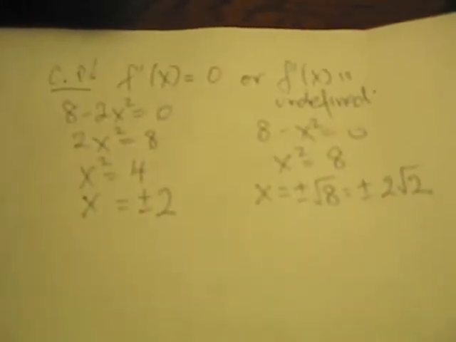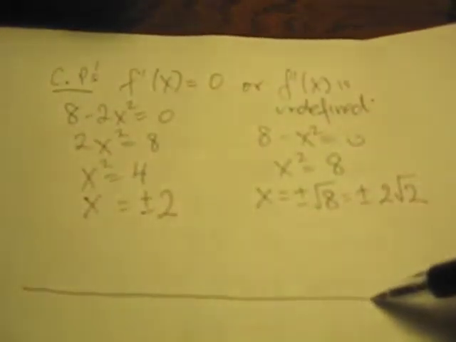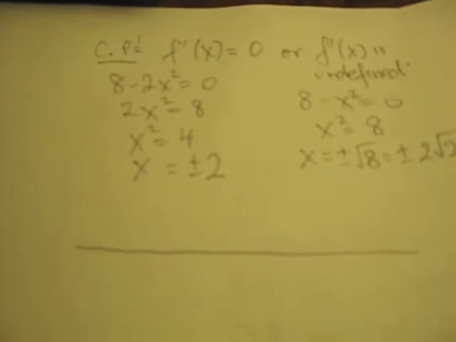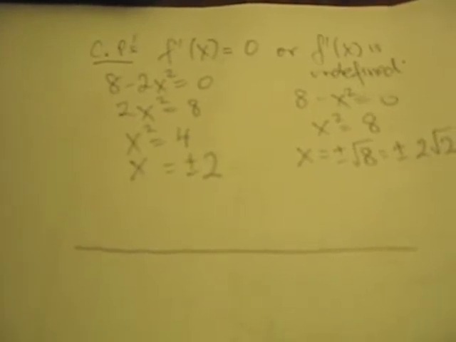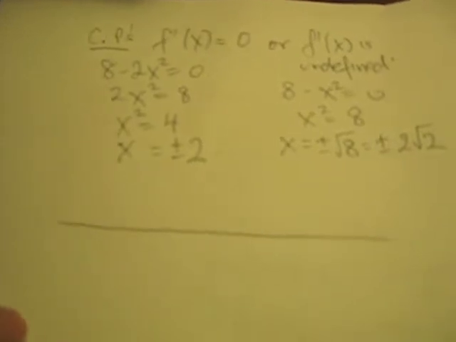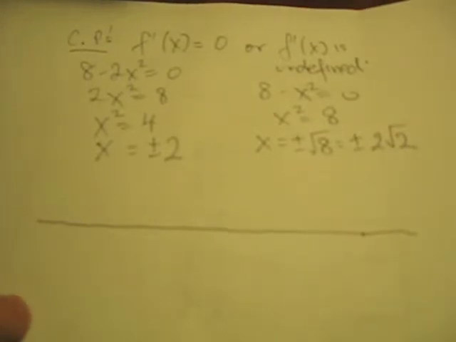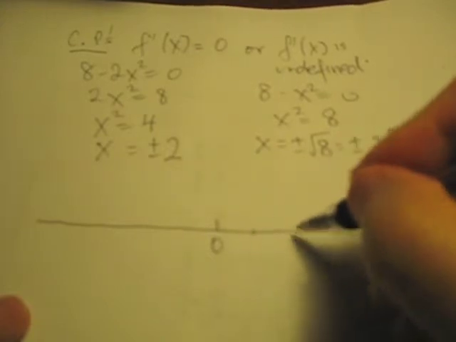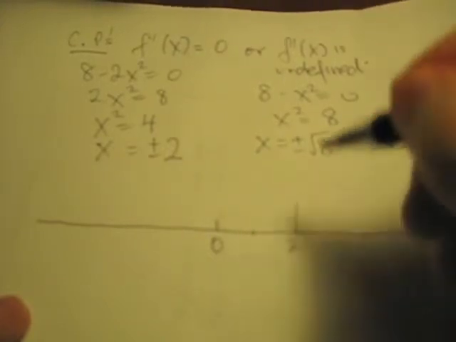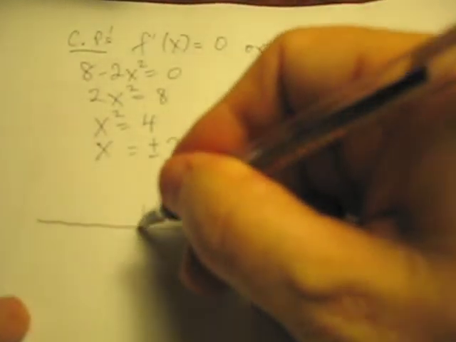Like so. Alright, now what I do is this: I draw a number line like so, because I want to find where it's increasing, and the function will be increasing when the derivative is positive and decreasing when the derivative is negative. Alright, so we do a number line. Let's put 0 here, and of course we're going to have 2 here, and negative 2 here.